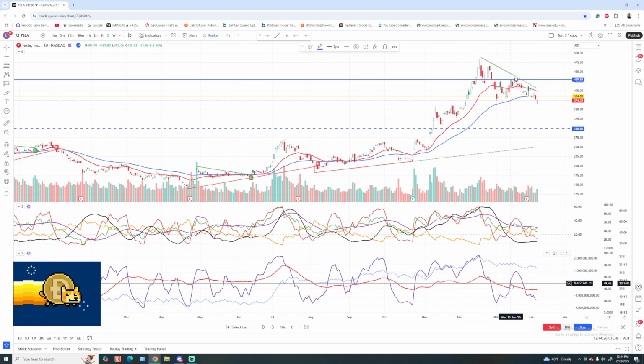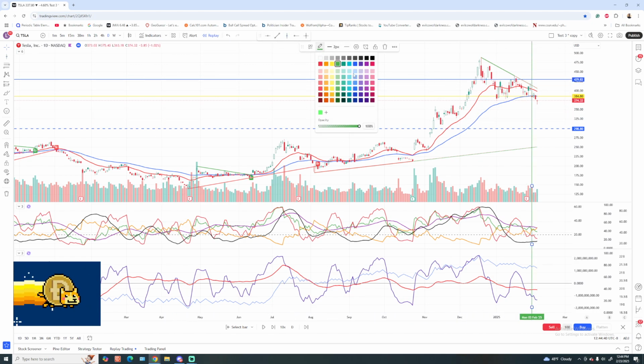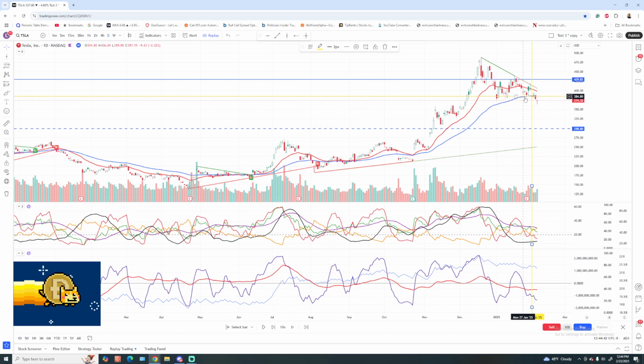So I know its resistance, and it broke its support because it broke at this price range right here where I lined up. On what day was it? Wednesday the 29th. We'll make a line right here. We'll make a yellow line to match with this yellow support where we started.